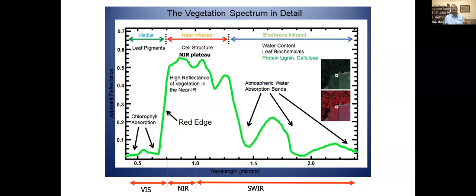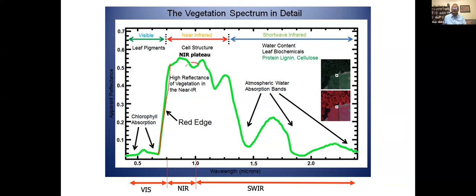A typical healthy vegetation has a green pigment, and therefore it will have these two very interesting absorption bands here. Then we have a very high value of spectral reflectance in the near infrared range, and that is because of the cell structure. This is called the near infrared plateau. And this rise, from here to here, is called the red edge, because there is a very sharp change in the vegetation spectral curve when you move from the visible range to the near infrared range. And that's a very, very unique signature of healthy vegetation.